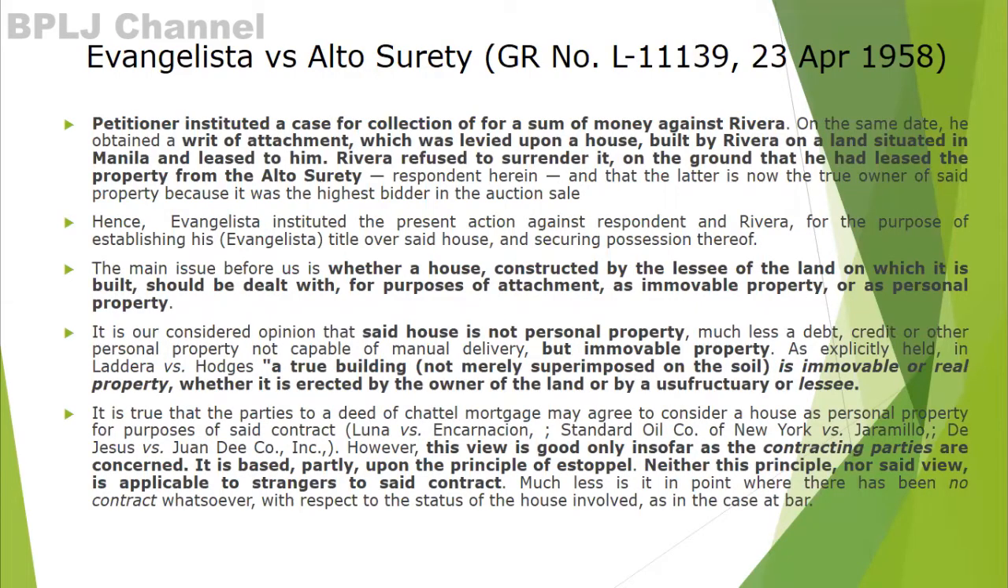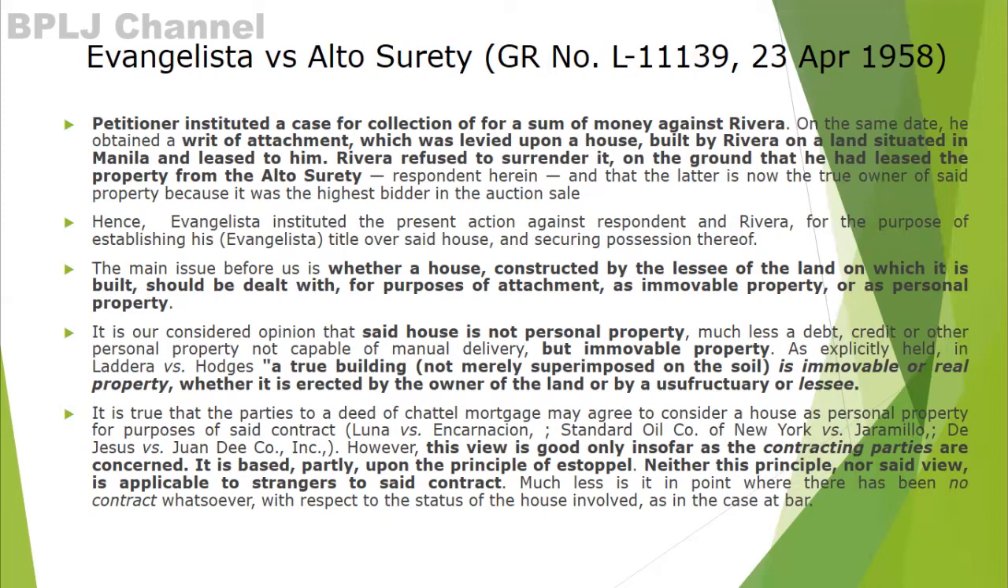They obtained a writ of possession and levied upon a house built by Rivera on a land situated in Manila and leased him. Rivera refused to surrender it on the ground that he had leased the property from Alto Surety. Now, the basic issue in this case is whether a house constructed by the lessee on the land on which it is built should be dealt with for purposes of attachment as immovable property or as personal property.